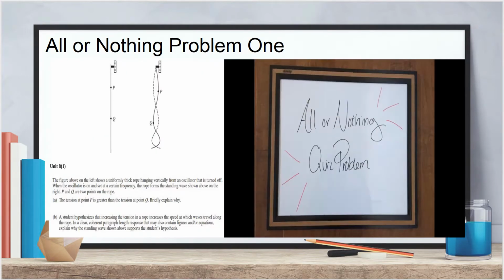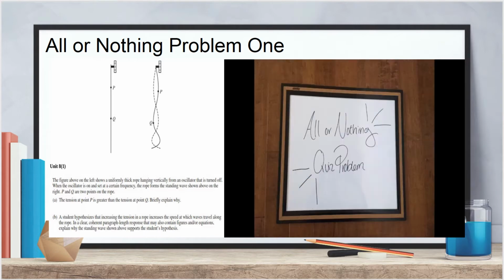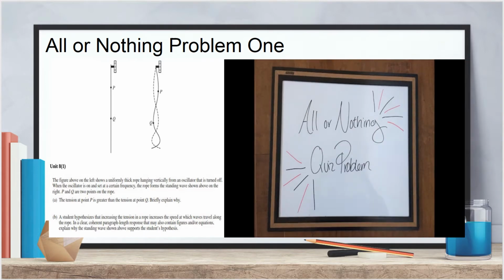Problem 1 states, the figure above on the left shows a uniformly thick rope hanging vertically from an oscillator that is turned off. When the oscillator is on and set at a certain frequency, the rope forms the standing wave shown above on the right. P and Q are 2 points on the rope.